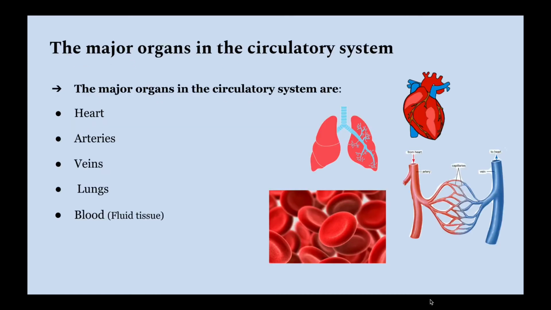So, the major organs in the circulatory system are the heart, arteries and veins, lungs, and blood. But just a reminder that blood is not an organ, but it's a fluid tissue.